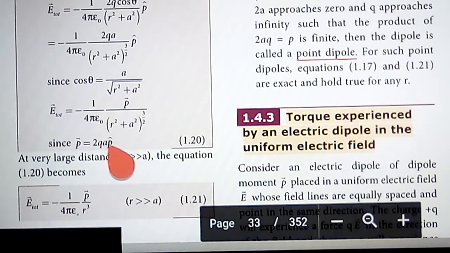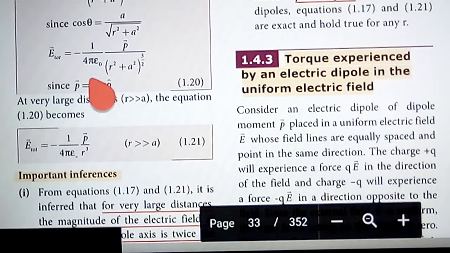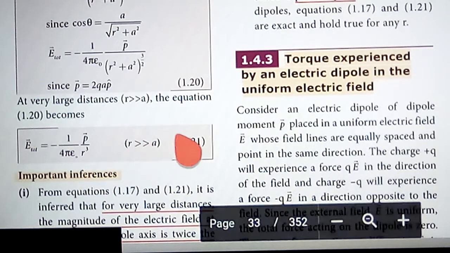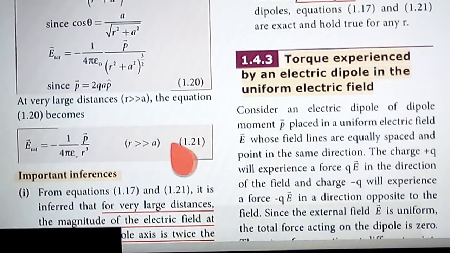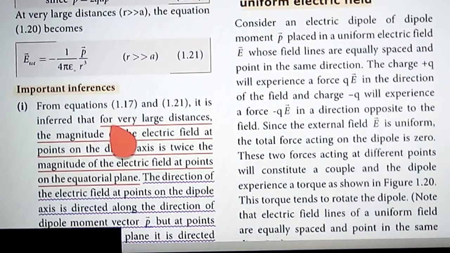Now, at very large distances, r is comparatively greater than a. This equation 1.20 can be written as E total equal to minus 1 by 4 pi epsilon naught p by r cube for r greater than a. That's equation 1.21. Now, what are the important inferences from these equations?